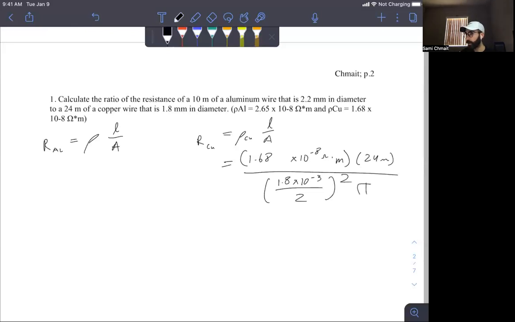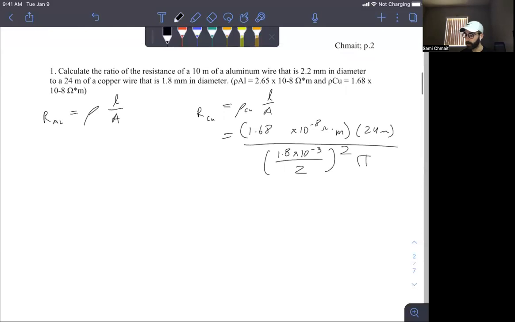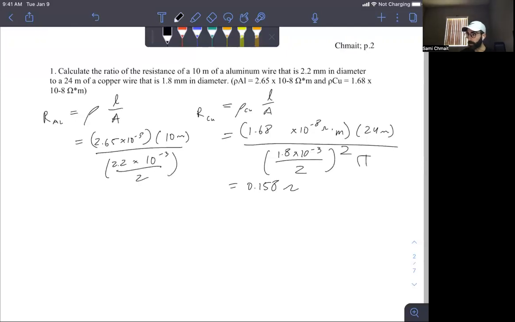We'll square that and multiply by pi, right? So we're going with a wire, so we have a diameter, and we're going to look for the area of the circle there. And that equals 0.158 ohms. We do the same thing here, 2.65 times 10 to the minus 8 times the 10 meters. That's the length, and the area of the circle is pi r squared. We're just dividing the diameter by 2, right? That equals 0.0697 ohms.